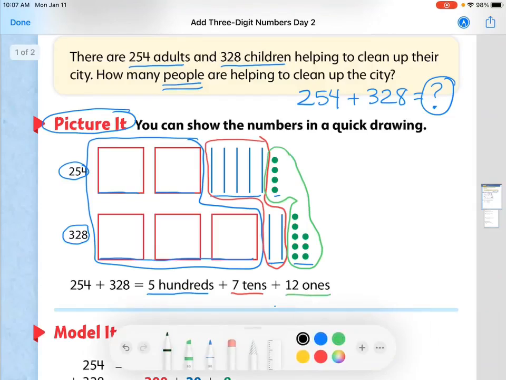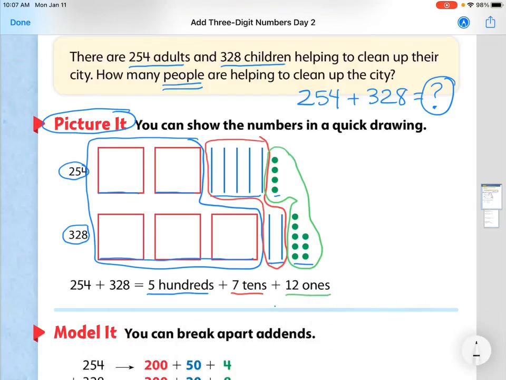Now, underneath that, which they didn't do for us, I'm going to go ahead and write down that 5 hundreds is the same as 500. 7 tens is the same as 70. And 12 ones is the same as 1 ten and 2 ones, isn't it? I'm going to go ahead and separate it. There's 1 ten and 2 ones, the values, okay? So I've got 500 plus 70 plus another 10 plus 2 ones. And I just want you to think about that, okay?